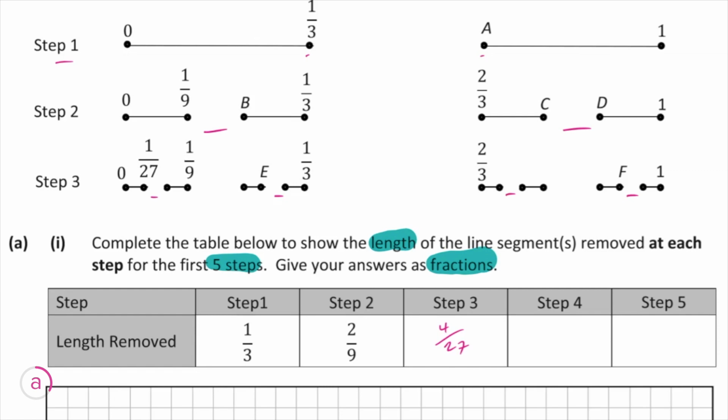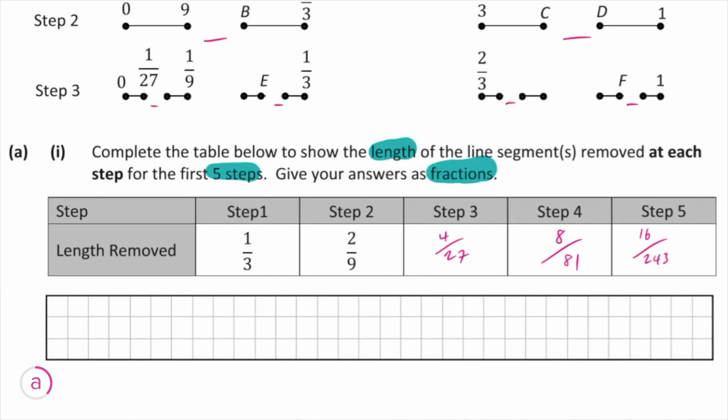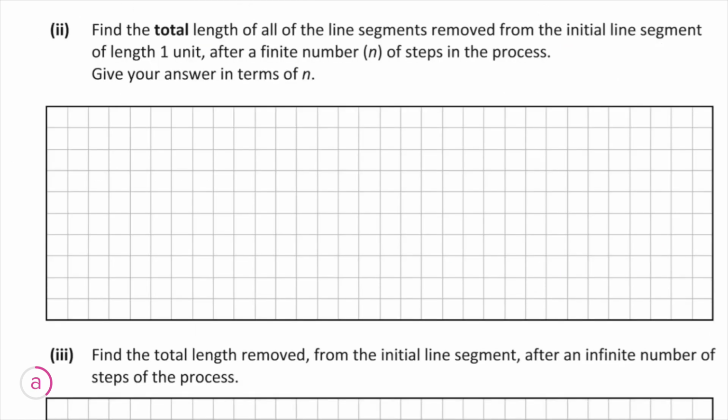So if we do that again for step 4, we're going to get 8 over 81, or 2 to the power of 3 over 3 to the power of 4, and by multiplying that again by 2 over 3, we find that step 5 is 16 over 243. So that's part A. The main challenge is just to identify the pattern that's happening, but for doing that you're going to get 10 marks. So next we're asked to find the total length of all the line segments removed after a finite number n of steps in the process, and give our answer in terms of n.